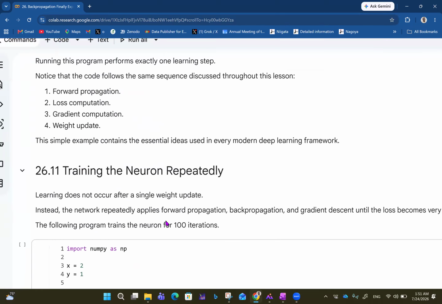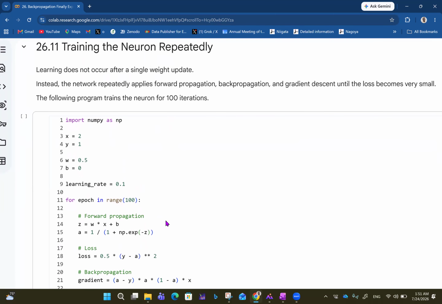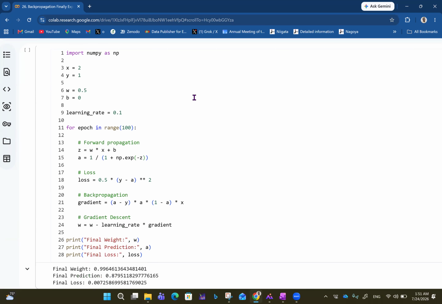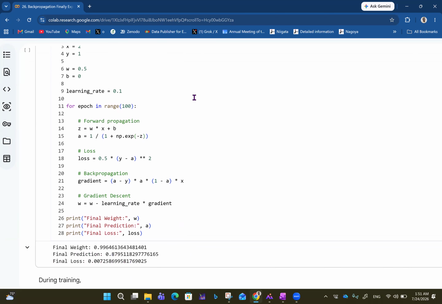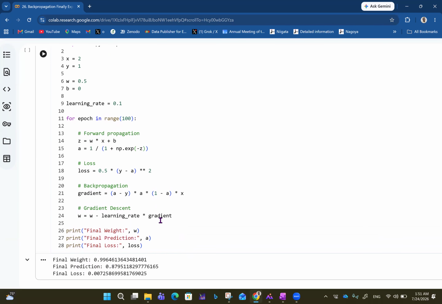Okay, so training the neuron repeatedly. Learning does not occur after a single weight update for sure. So instead, the network repeatedly applies forward propagation, backward propagation, and gradient descent until the loss becomes very small. The following program trains the neuron for 100 iterations. So if you want to do the same thing for 100 iterations, with the same input, the same weight, the same target, and everything, but now we have 100 epochs. That's what we have for epoch in range 100.